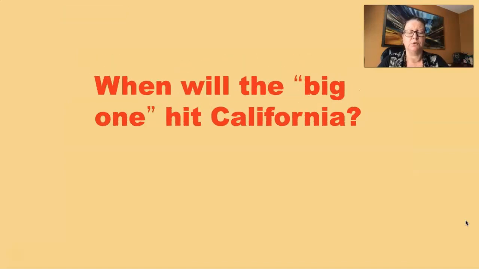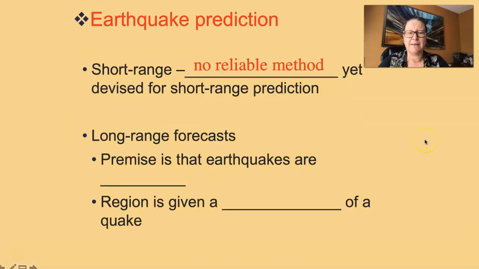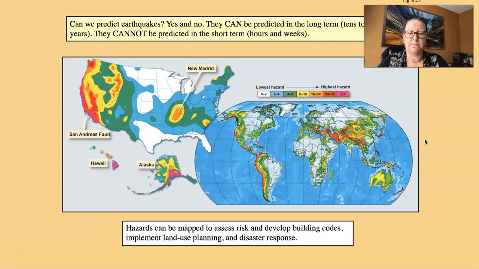Okay, moving on to predictions. We really can't make any short-term predictions reliably. The only thing we can do is make long-range forecasts. And we even did a lab about this, so you're familiar with how we can make these predictions. We have to assume that earthquakes are somewhat repetitive on a given fault and that the probability can be calculated.